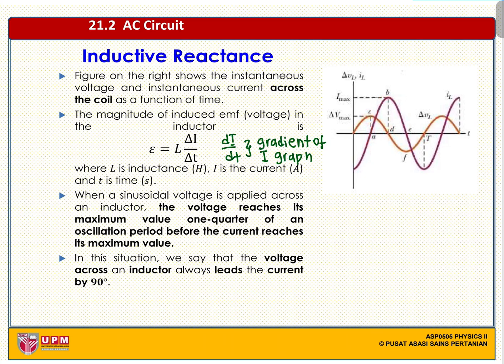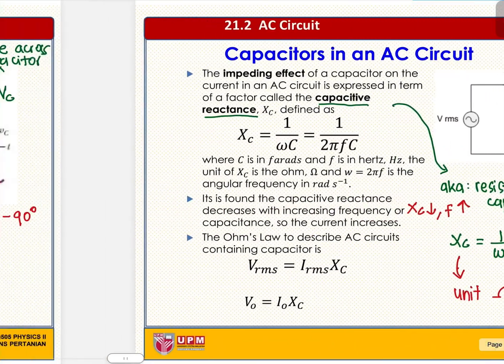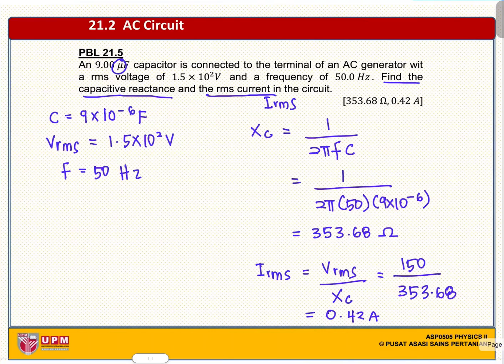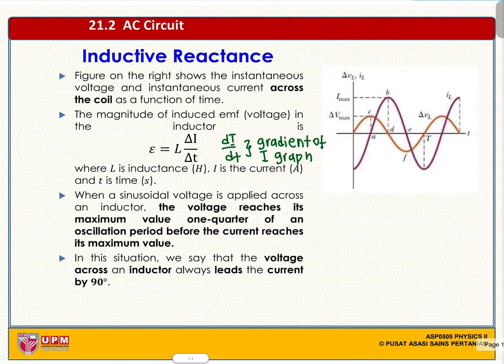Alright, kalau kita track this graph, kita akan tengok yang your V across the inductor sampai maksimum dulu, barulah current dia akan sampai maksimum. Dia berbeza dengan this one. Kalau this one current dulu, baru awak punya V across the capacitor. Kat sini kita tengok you punya V across the inductor dulu sampai maksimum, barulah current.